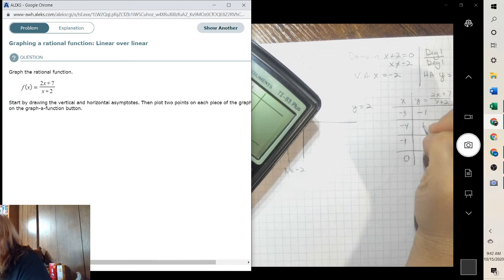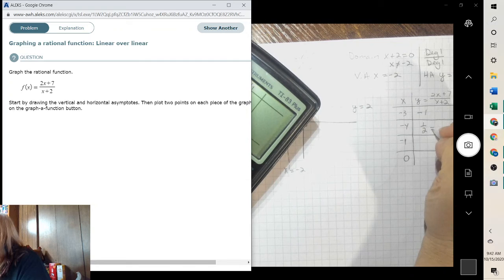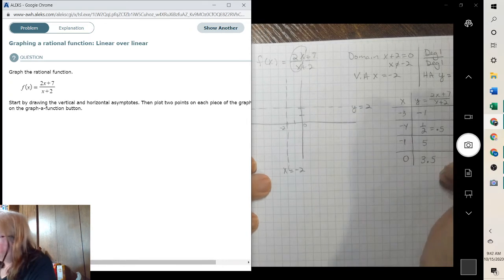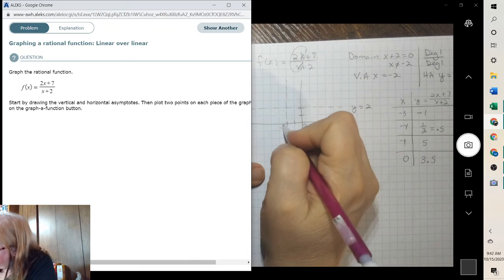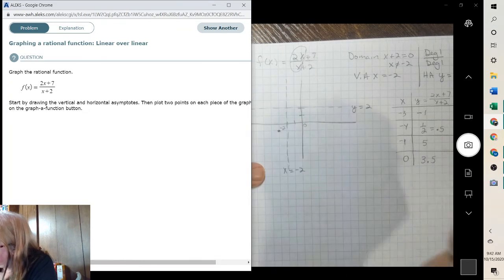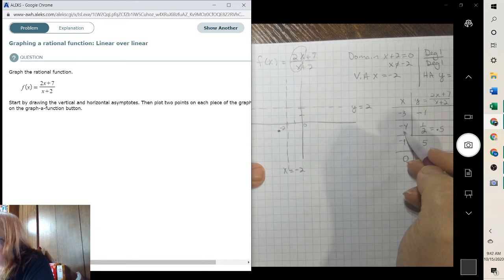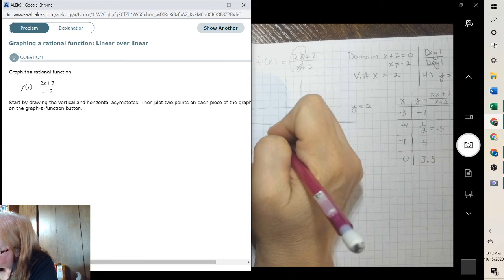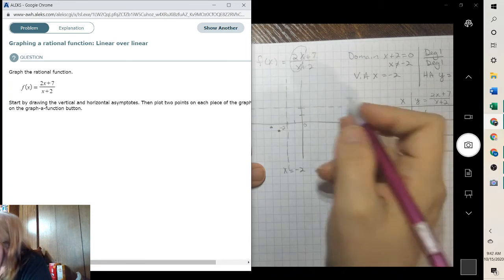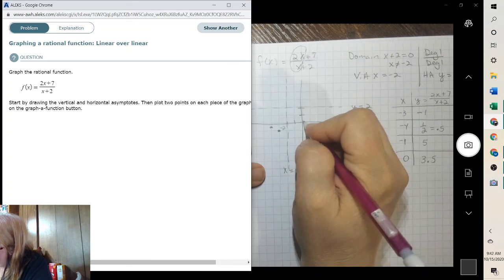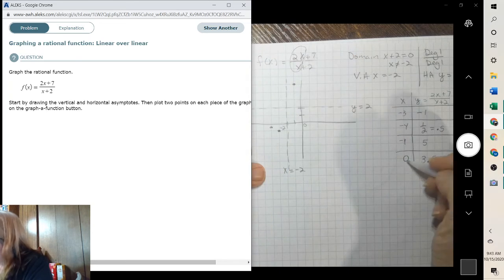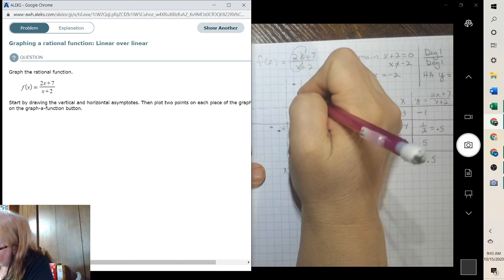So we have -1, 1/2 or 0.5, 5, and 3.5. -3, -1 is here. -4, and there's a half, so -4 1/2, 0.5. -1, 5, counting 1, 2, 3, 4, 5. 0, 3.5, counting 1, 2, 3, 3.5.